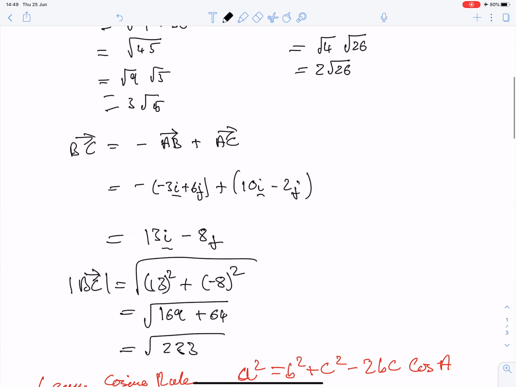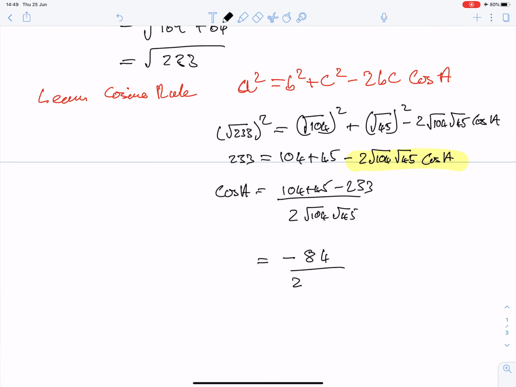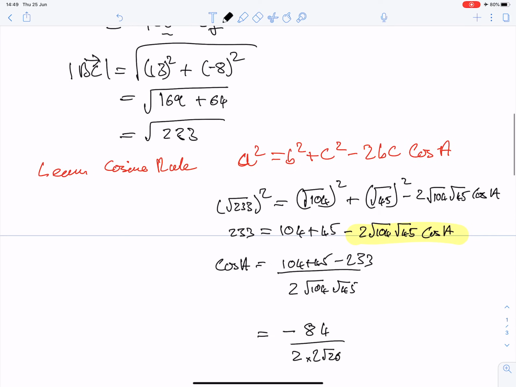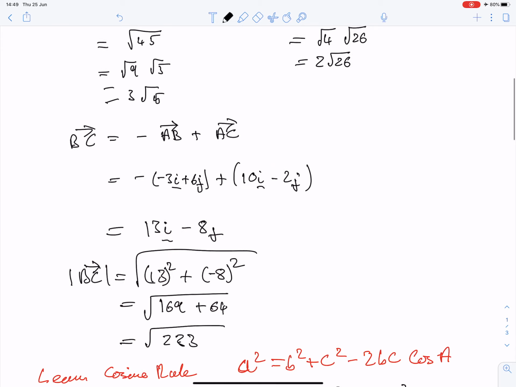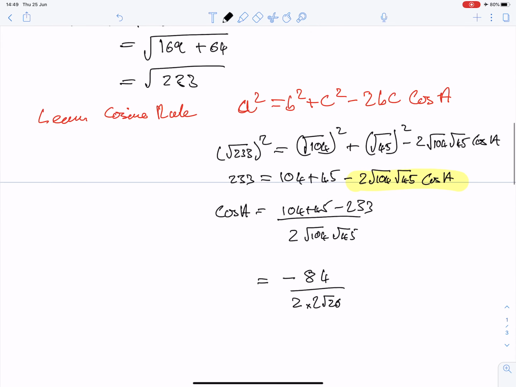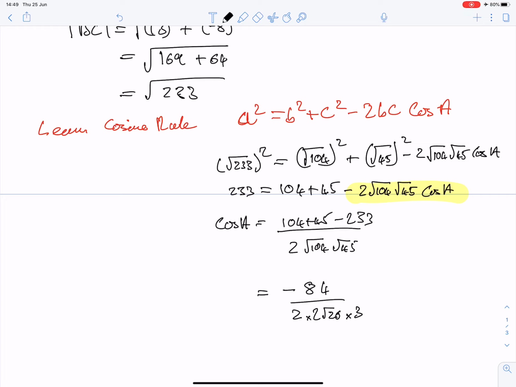Root 104 we then wrote as 2 root 26, times root 45, which was 3 root 5. So 2 times 2 times 3 is 12. 12's into 84 go 7. So we've got minus 7 over the square root of 5 times the square root of 26, or the square root of 130, just depending on how we want to write that.